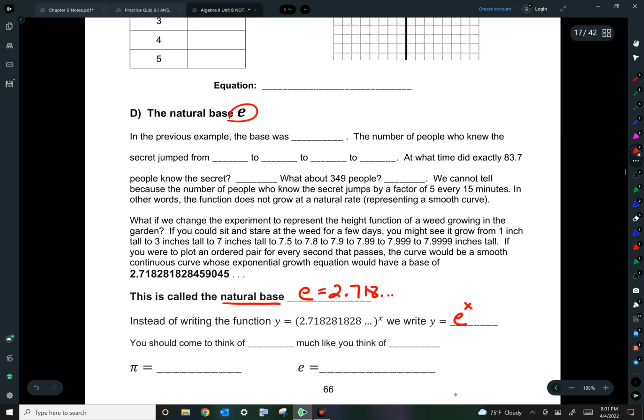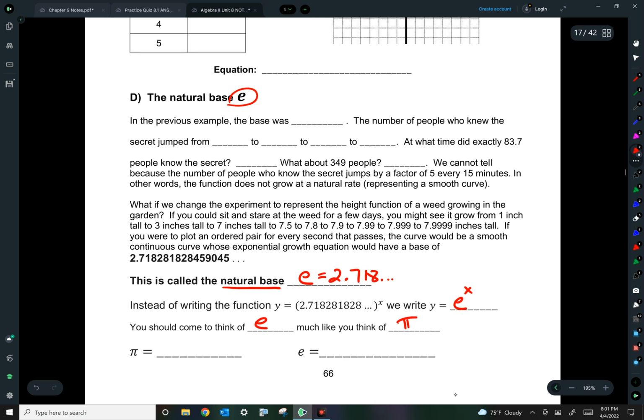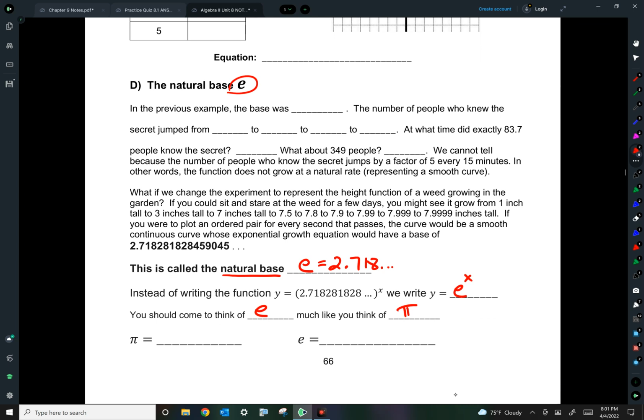But what I want you to think about is you should come to think of e much like you think of pi. Back in your Algebra 1 and geometry days, if I said, hey, what is pi? Everybody would say 3.14. And you're right. You need to become that familiar with e. If I said, what is e? You need to just be able to say, oh, it's 2.718. So it's just kind of a symbol, just like pi is.